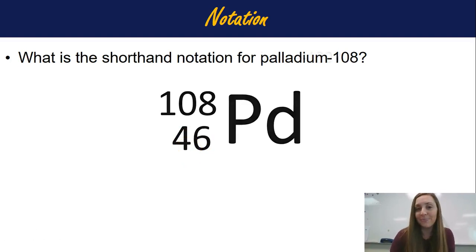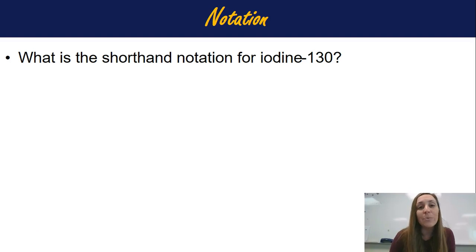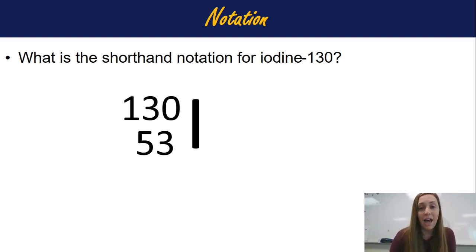All right, let's do another one. What's the shorthand for iodine 130? Again, I want you to freeze the video and then we'll come back and go through the answer and see if it's what you got. All right, iodine has the symbol I. 130 comes from the mass number here. 53 is the atomic number.